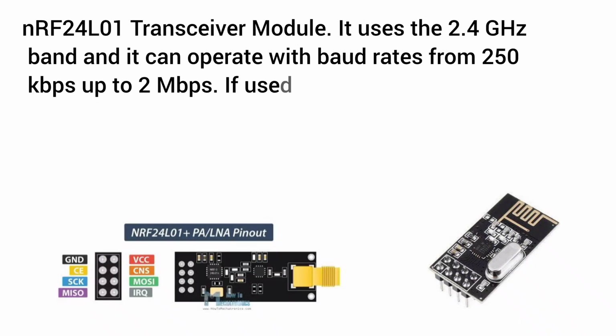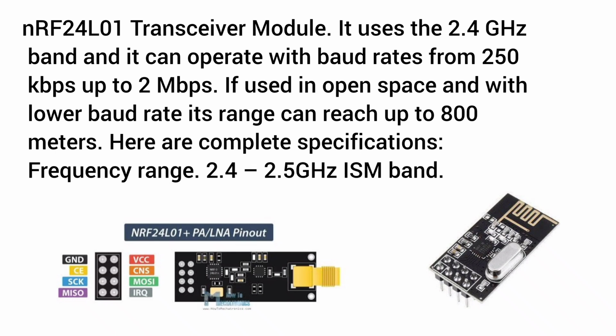The nRF24L01 transceiver module operates in the 2.4 GHz ISM band with baud rates from 250 kbps to 2 megabits per second. At lower baud rates, its range can reach up to 800 meters in open space.